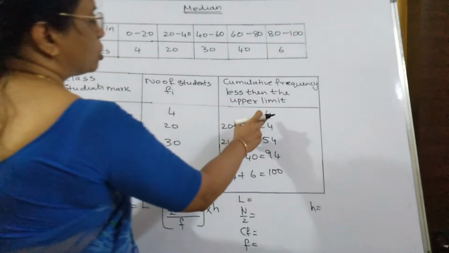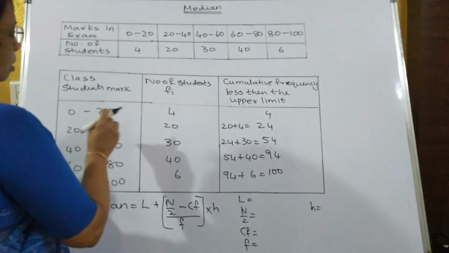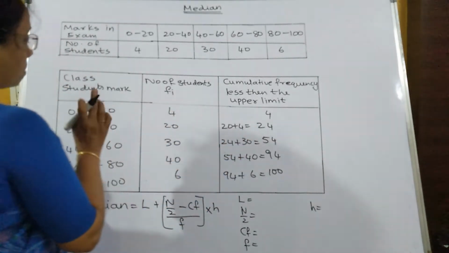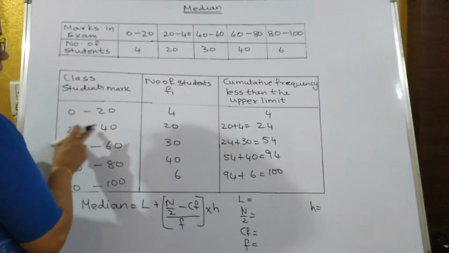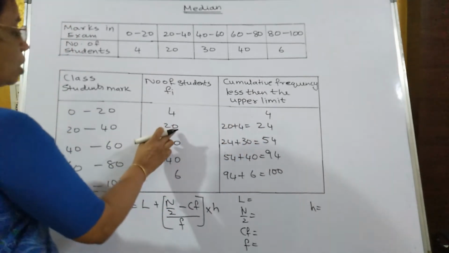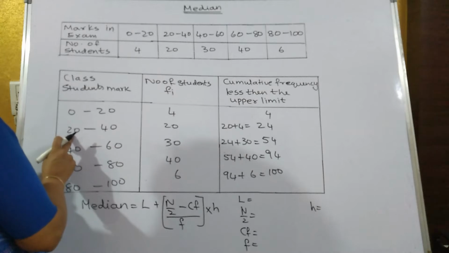That means what? 4 students have got marks from 0 to 20 and 24 students have got marks from 0 to 40, not 20 to 40. From 0 to 40, 24 students have got. 20 students have got from marks 20 to 40.